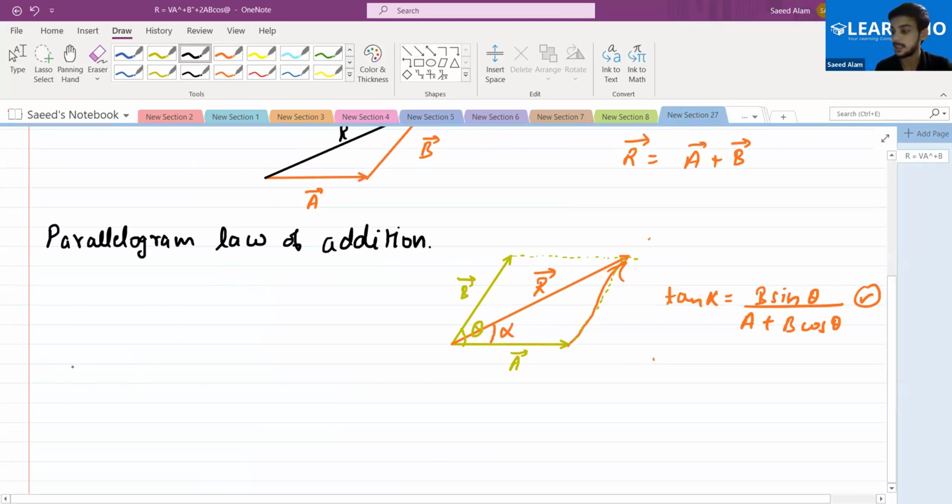Okay, so the next thing that we are going to see over here is the subtraction of the vectors. Write the heading about the subtraction of the vectors.